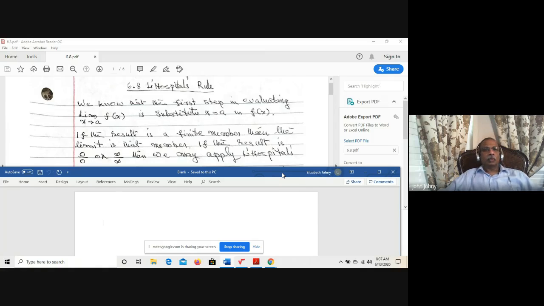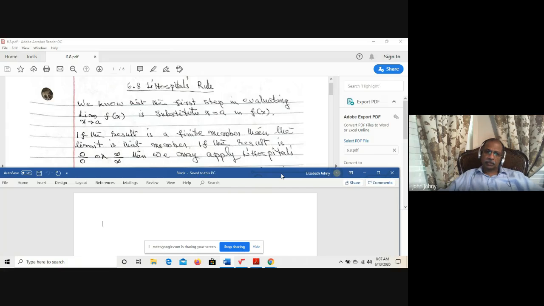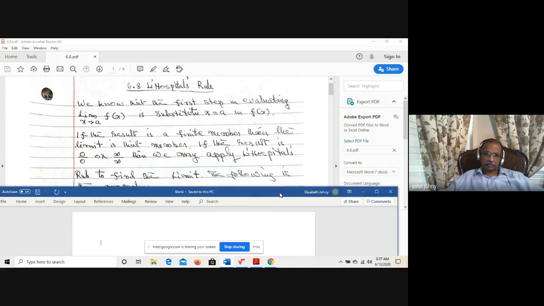0 over a non-zero number is 0. Any non-zero number divided by 0 is undefined, but 0 divided by 0 is called indeterminate. So infinity over infinity also is indeterminate. So when you substitute x equal to a, if you get 0 over 0 or infinity over infinity, then L'Hopital's rule is a very efficient tool to evaluate the limit.